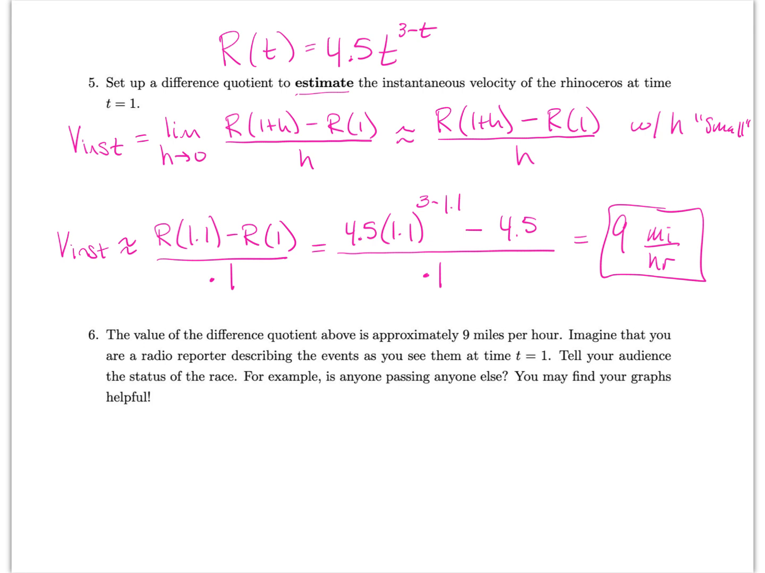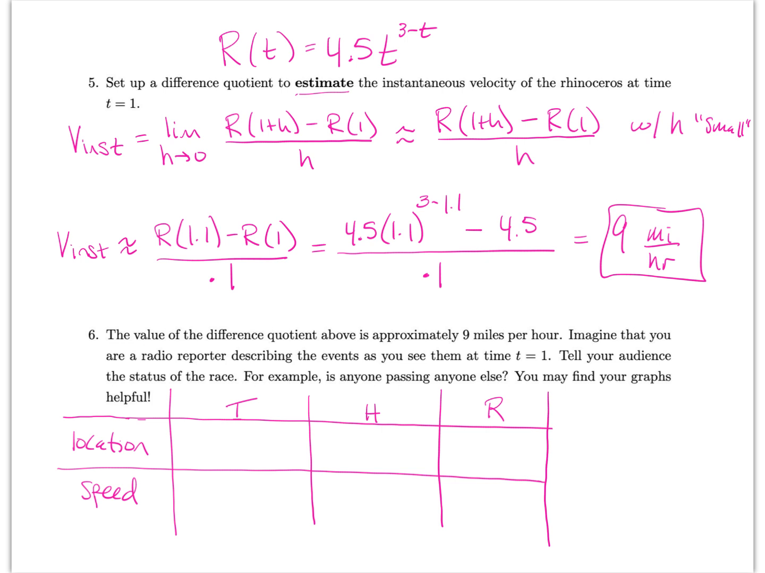So we have graphs for each of the tortoise and the hare. But let's make a little chart where, for each animal, we're going to say what their location is and what their speed is at time t equals 1. Okay, so at time t equals 1, we know that the tortoise and the hare have both gone 4.5 miles. The tortoise has just gotten there, whereas the hare has been sitting there for quite a while having tea. So they're both at 4.5 miles.